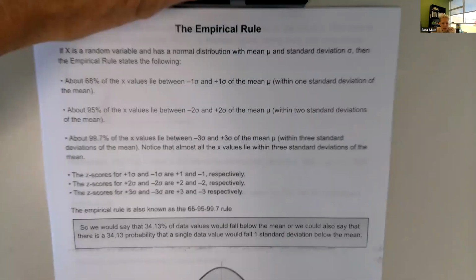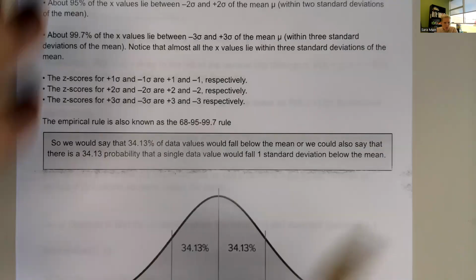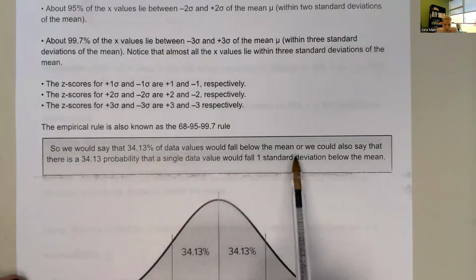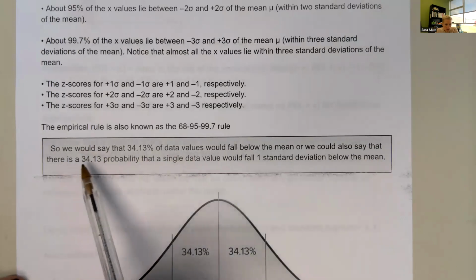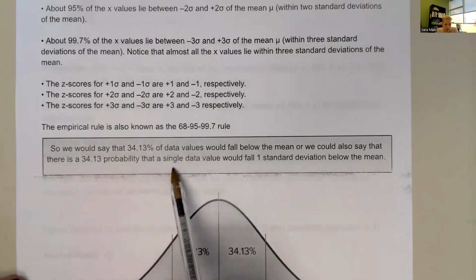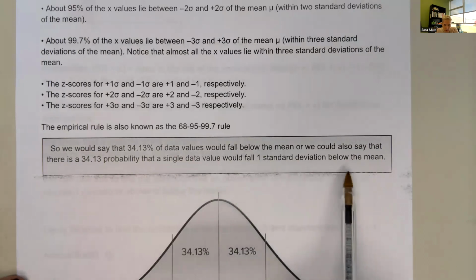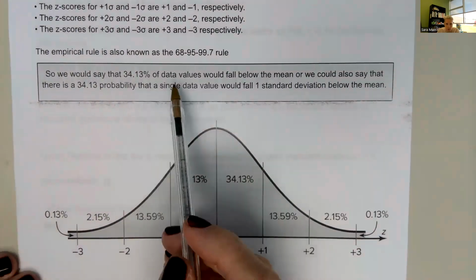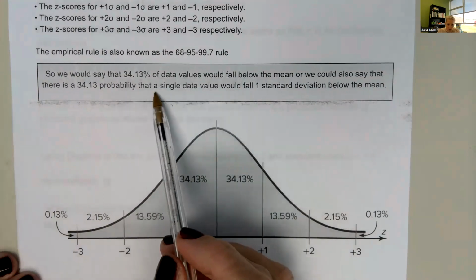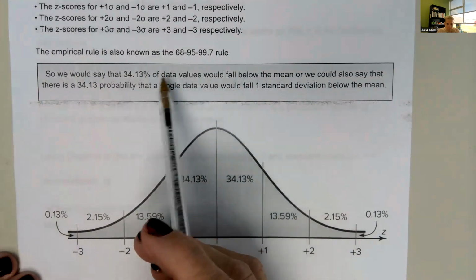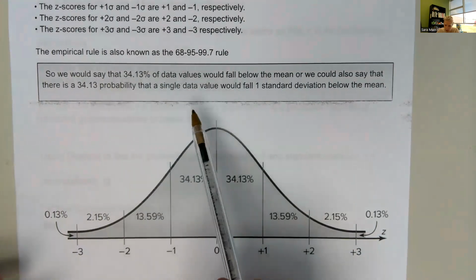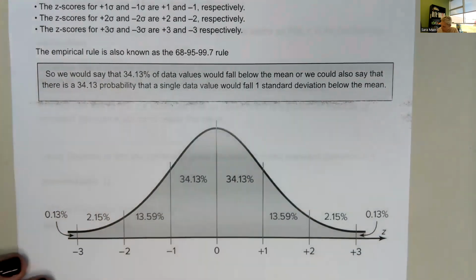So there's 2 ways that we can interpret this. We could say that 34.13% of the data values would fall below the mean, or we could also say that there is a 34.13% probability that a single data value would fall 1 standard deviation below the mean. So you can either talk about a group of data values, or you could talk about a single data value. That's interpreting your percentage in 2 different ways, but it means the same thing.